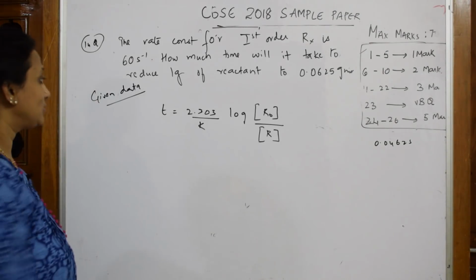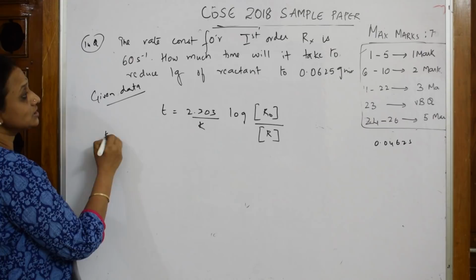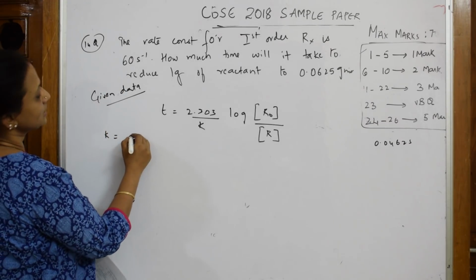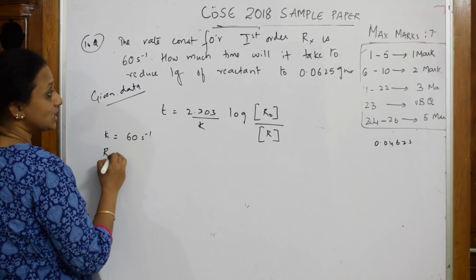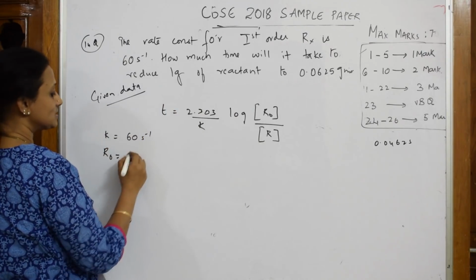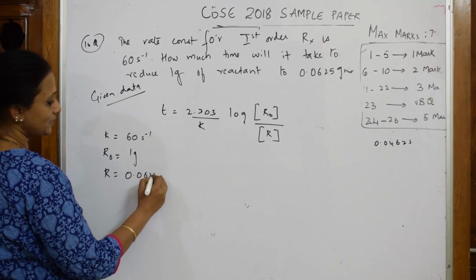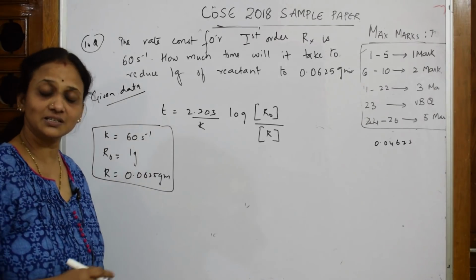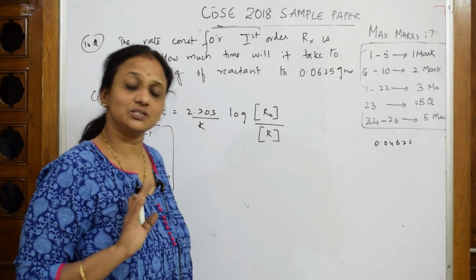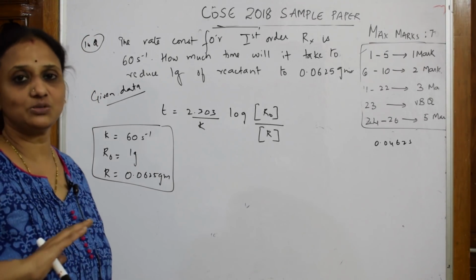This is the thing. Now let us write the data. What data is given? I need to find T. How much is the rate constant? K value given to me is 60 seconds. R0, how much is R0? Given initial concentration is 1 gram. What is R? Given to me 0.0625 grams. Now substitute. Simplest numerical, which is for 3 marks. Basically your numericals will be very easy. Don't get confused. Though I made you do a lot of numericals, they'll give you easy numericals only.